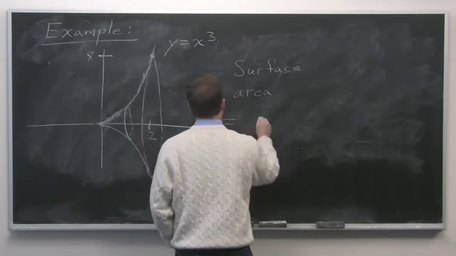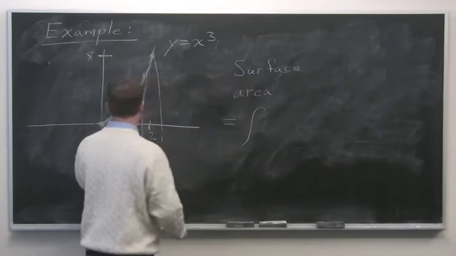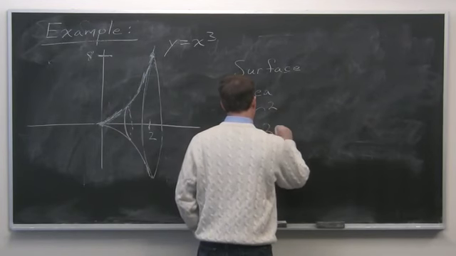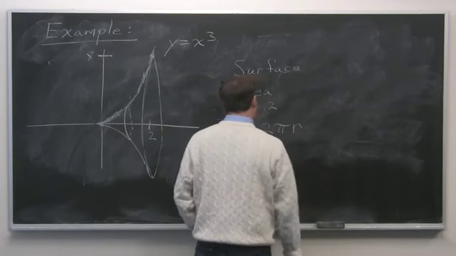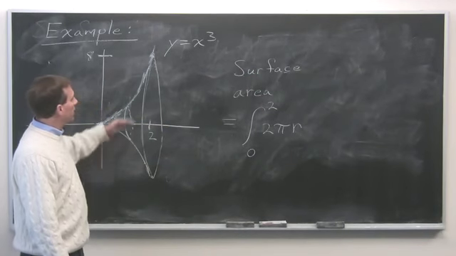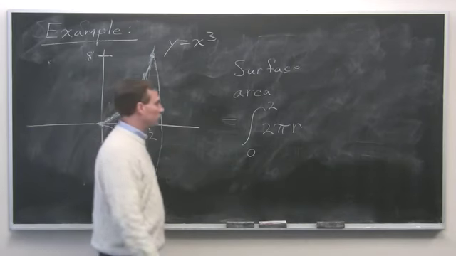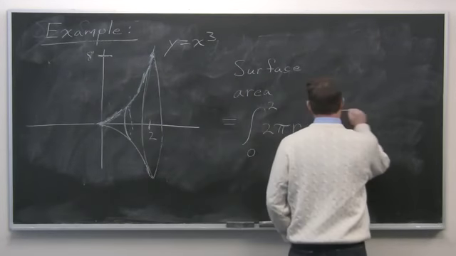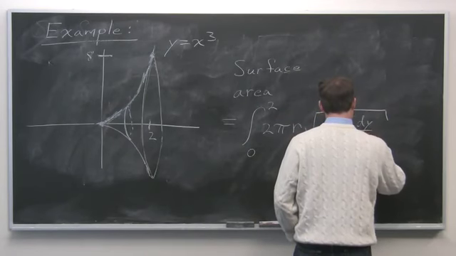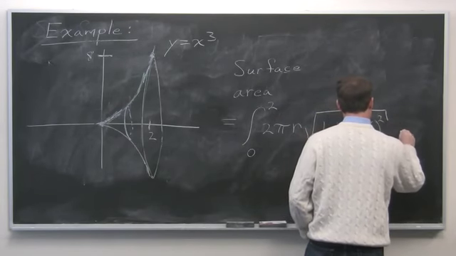Well, we're going to once again integrate as x goes from 0 to 2. We're going to have 2 pi r. And we want ds, a little piece of arc length. But again, we're given y in terms of x, so we'll use the square root of 1 plus dy dx squared times dx.